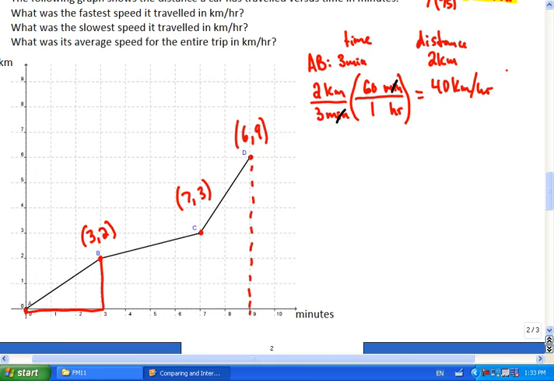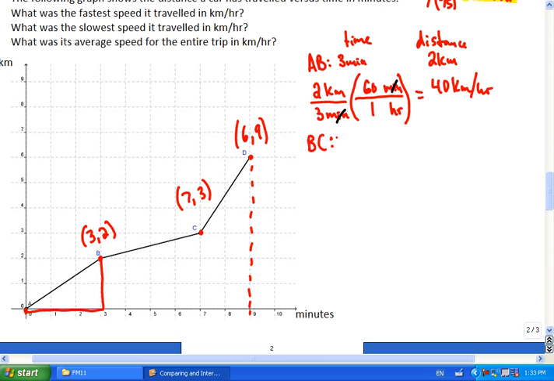Okay. What happened, Tim? Two times 60 divided by 3, yeah. That'll be the end result that gets us into kilometers per hour.